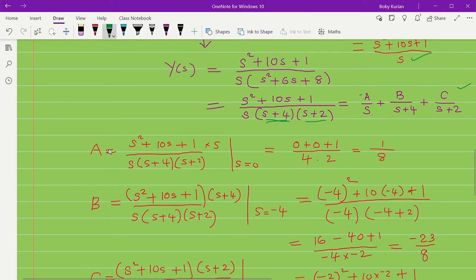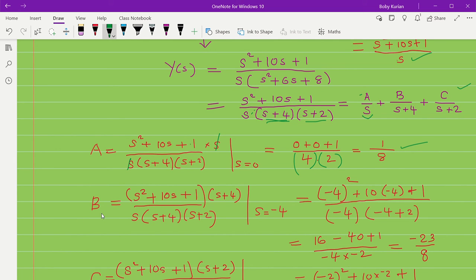So a is what? Left side s square plus 10s plus 1 divided by s into s plus 4 into s plus 2. In order to find a, we have to multiply it by the denominator of a, that is s, and put s equal to 0. So this s and this s cancel out, and for all the remaining s we substitute 0. 0 plus 1 in the numerator, 0 plus 4 into 0 plus 2 in the denominator, so that is equal to 1 by 8.